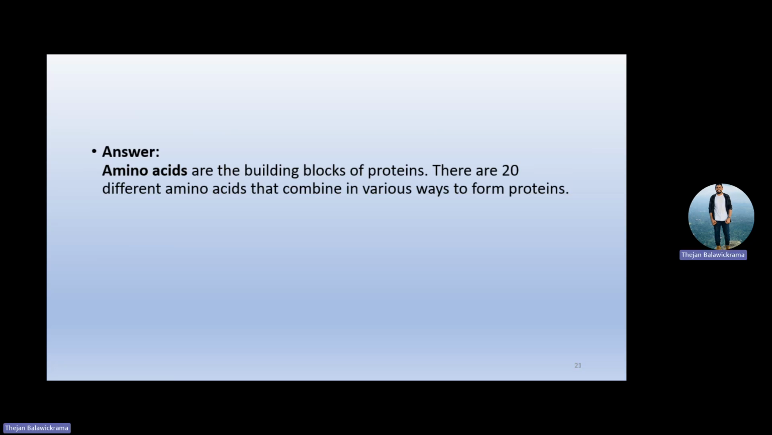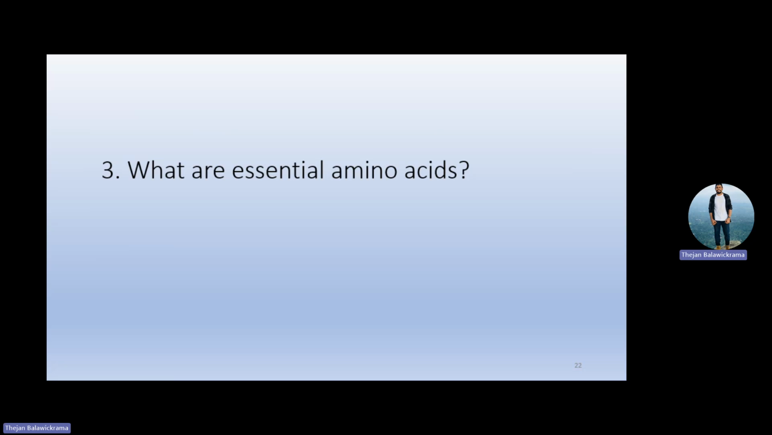When it comes to amino acids, some are essential amino acids. Do you remember what essential amino acids are?